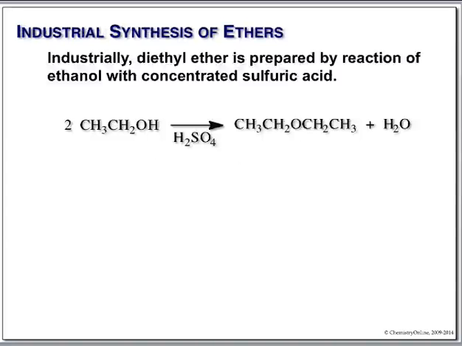Now, we've used diethyl ether in the lab. Diethyl ether itself is very low boiling. It doesn't undergo internal hydrogen bonding, so its boiling point is about 35 degrees centigrade. Very, very volatile, and it's also very explosive. It burns very rapidly. We have to be very careful when we use it.